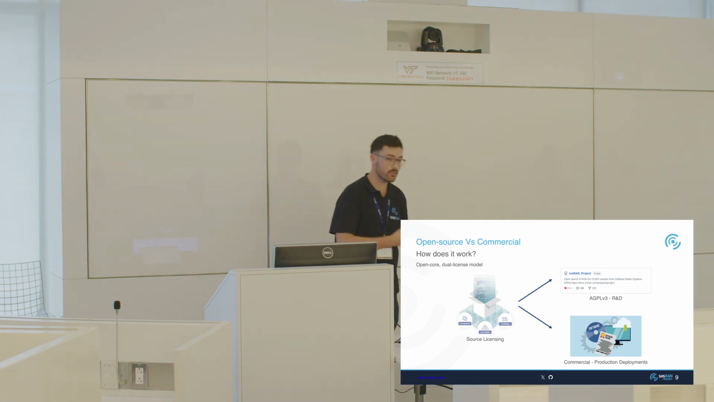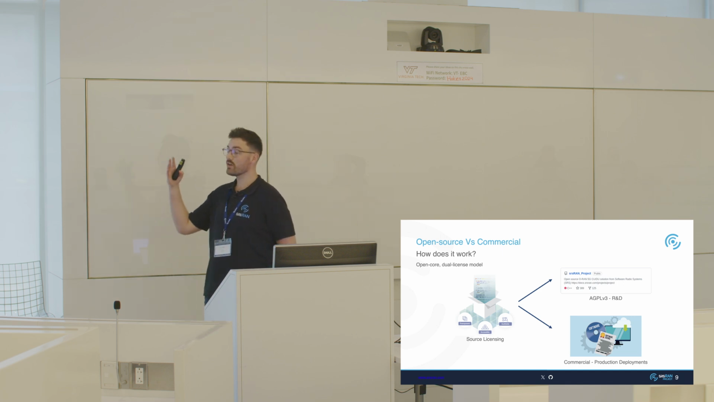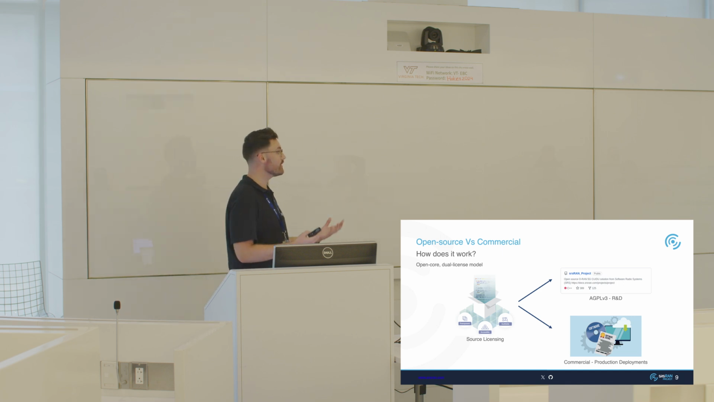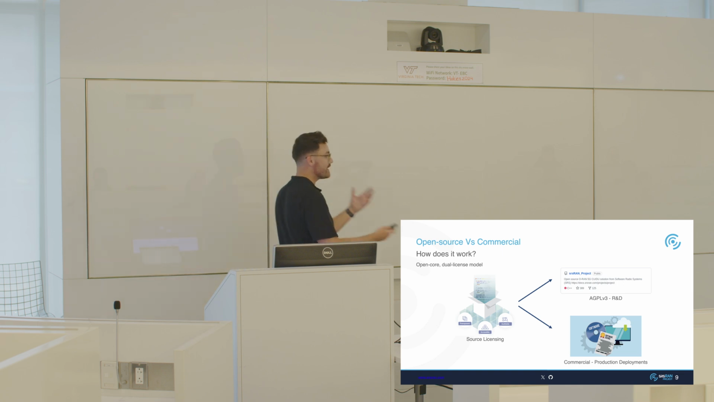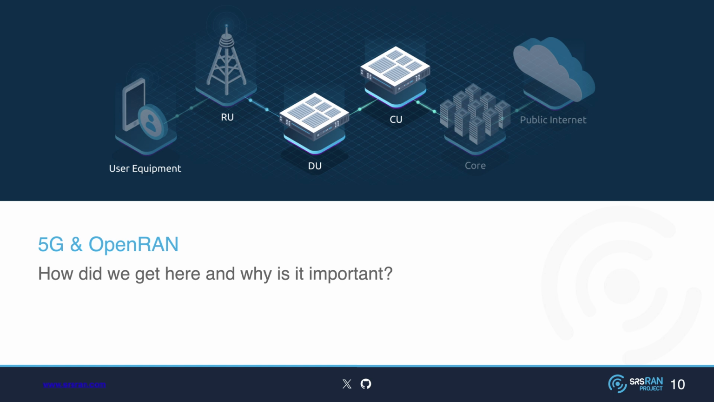So now you know a little bit about the company, a little bit about SRS and how we work. We're going to take a little step back. We're going to zoom out and look at 5G and Open RAN. How did we get here? How do we get to these points? And why is it important? So why is it important for us as SRS? Why is it important for the product that we develop?